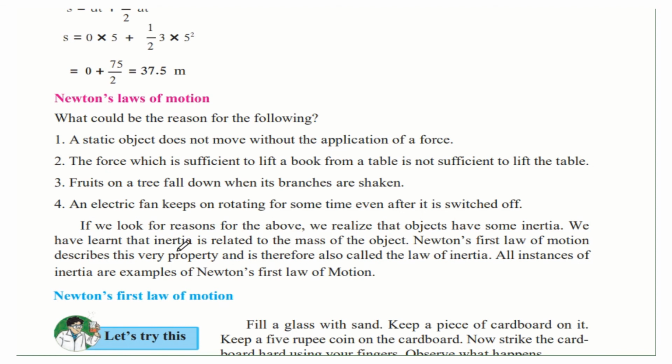We have learned that inertia is related to the mass of the object. Mass is the matter, exactly how much matter is in the object. Newton's first law of motion describes this very property and is therefore also called the law of inertia. So we will see what is Newton's first law and Newton's other laws of motion. All instances of inertia are examples of Newton's first law of motion. So all these examples that we saw above were all examples of Newton's first law of motion.